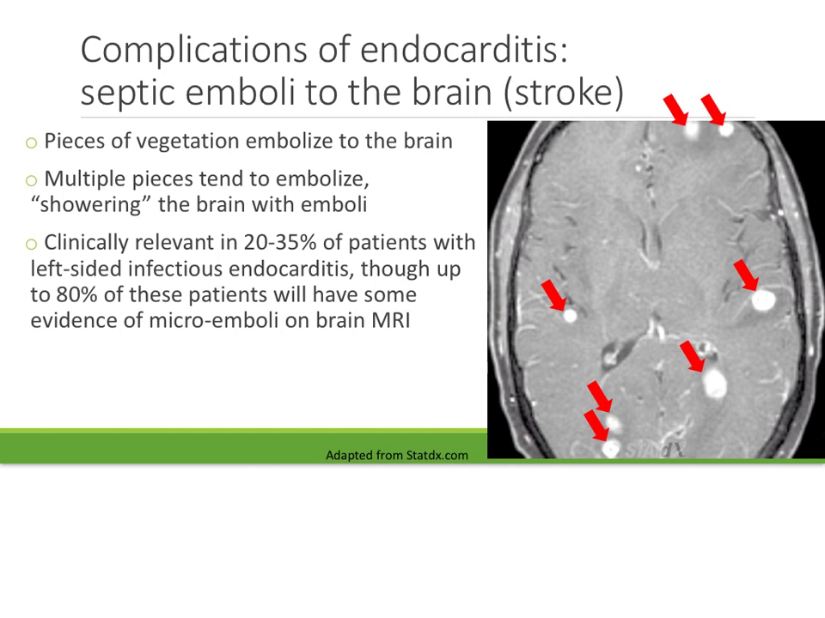Clinically significant stroke will affect 20 to 35% of patients with left-sided endocarditis, though if you do an MRI on all patients with left-sided disease, up to 80% of them will have some evidence of microemboli on imaging. It goes to show how fragile the vegetation is and how dangerous endocarditis can be.